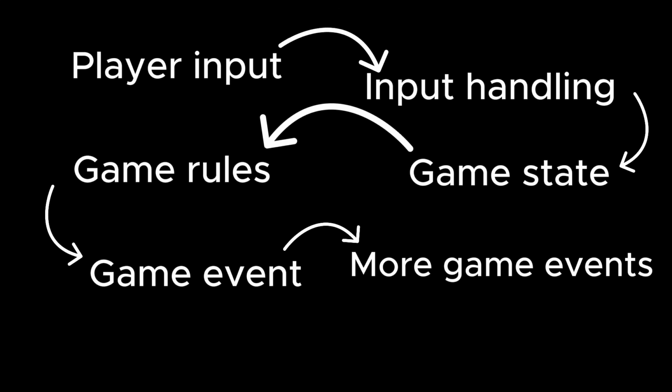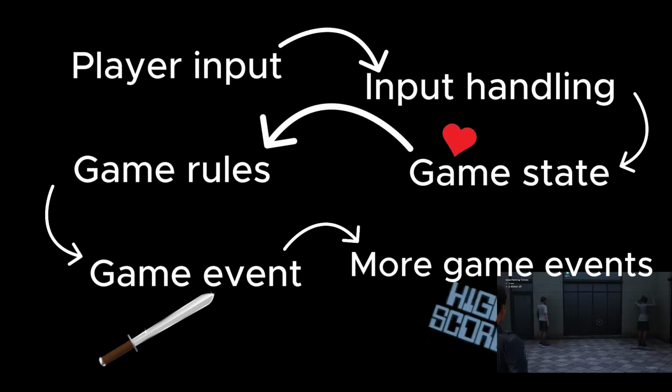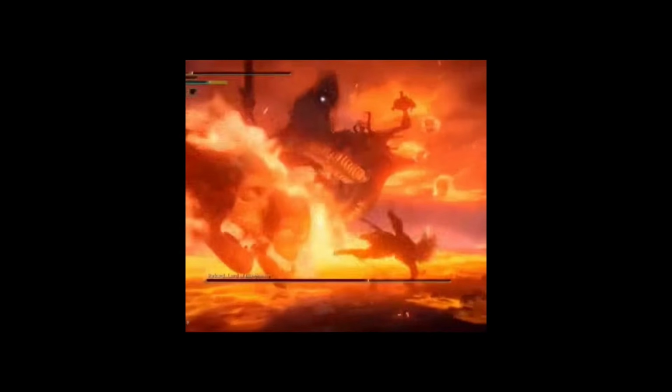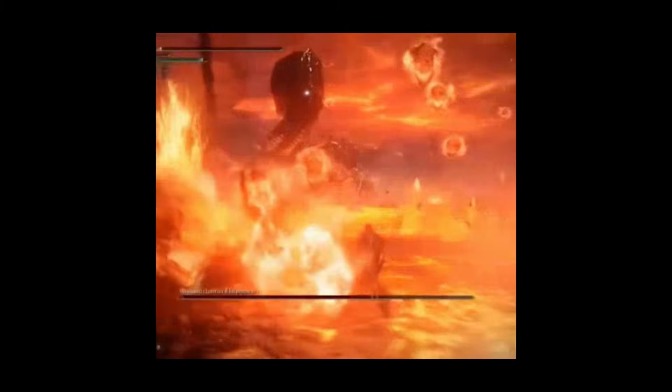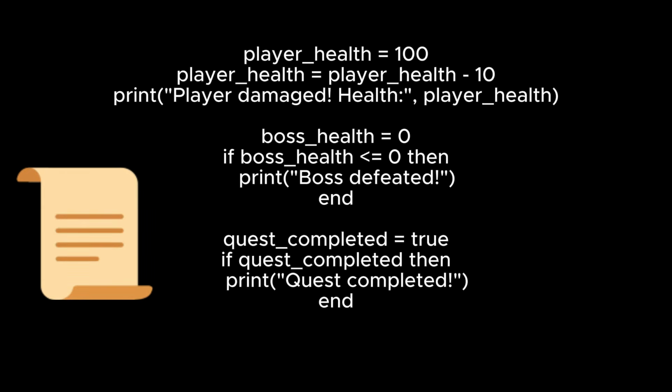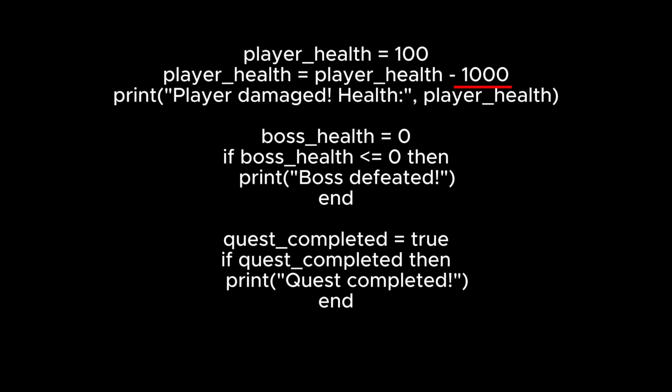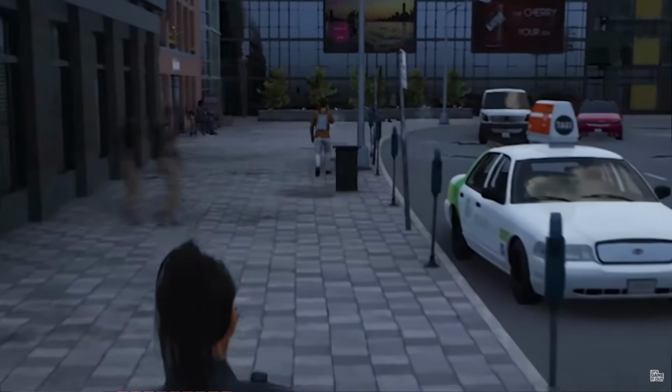Next comes the game's logic. This is where the rules live: health, damage, scoring, AI behavior, quests, and inventory. Every frame, the game asks: did the player take damage? Is the boss dead? Did the quest complete? Scripts written in languages like Lua, Python, or C Sharp decide all this. One tiny mistake and your player may have negative health or clip through walls.